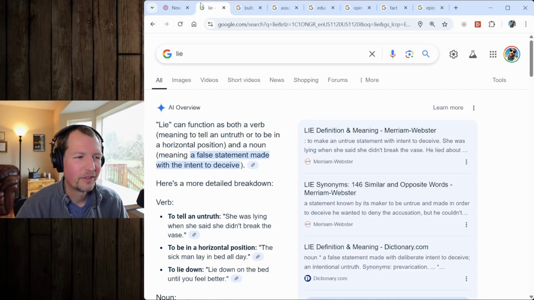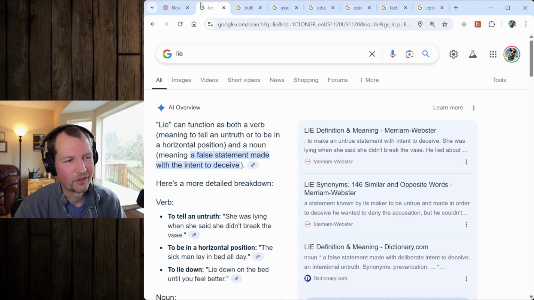So if an employee knows that a project is going to take more than 2 weeks, but they tell you that the project's only going to take 2 weeks, this could be considered a lie because they want to deceive you because they're scared of the repercussions of the project being late or something like this. This could be a lie. So what we have to have here with a lie is intent to deceive.